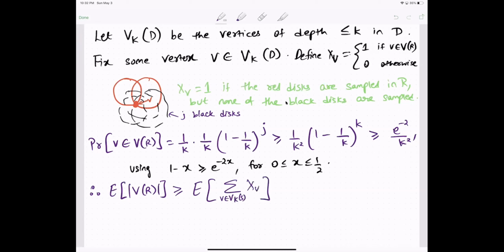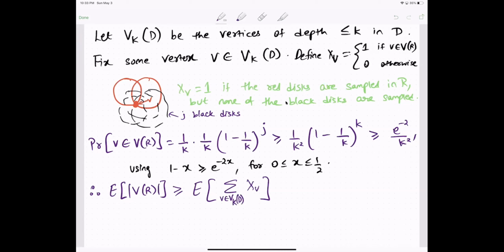So just think about this, right? A vertex in Vk of D. A vertex can be part of V of R, it could come from any depth. But since we are only interested in VkD, we can safely ignore all the other vertices which can come to V of R. That's why we are putting this inequality. And we don't care about vertices which are not part of VkD. So that's why I can write this statement.